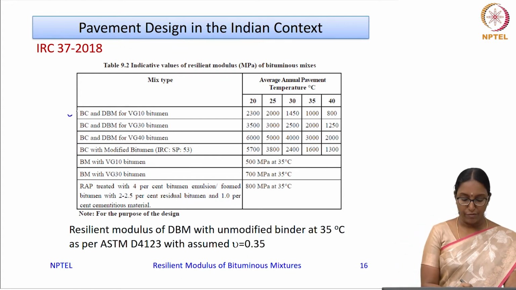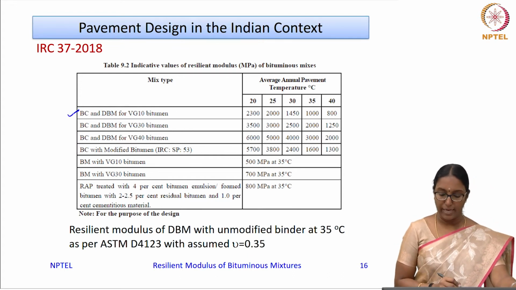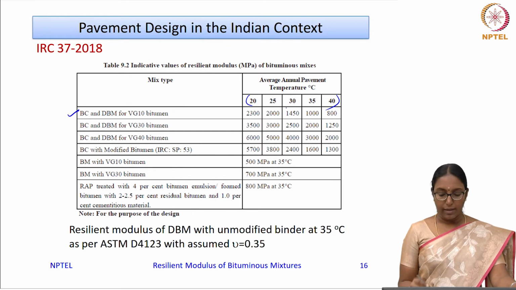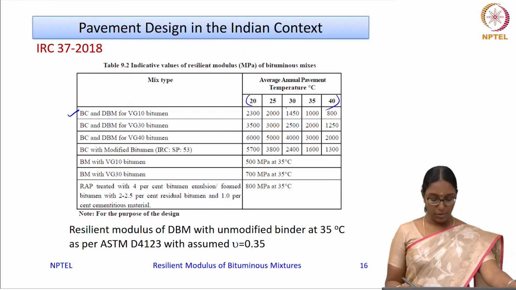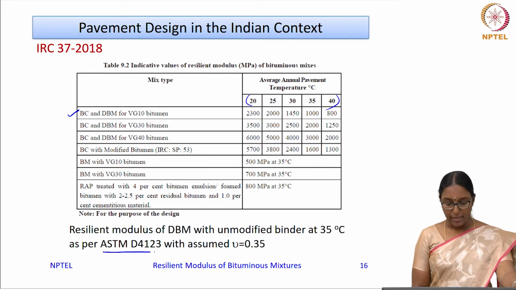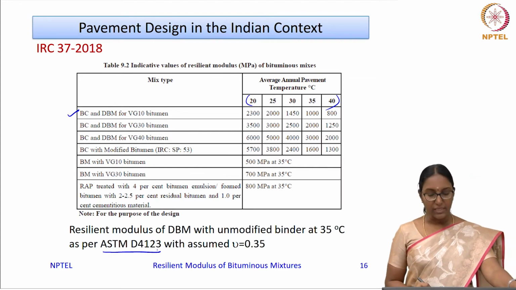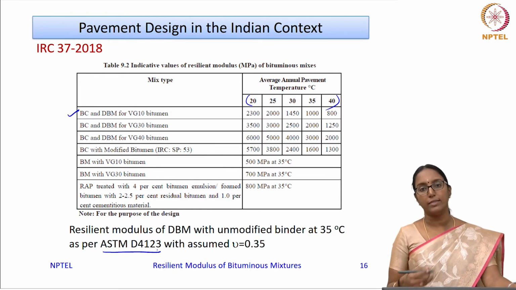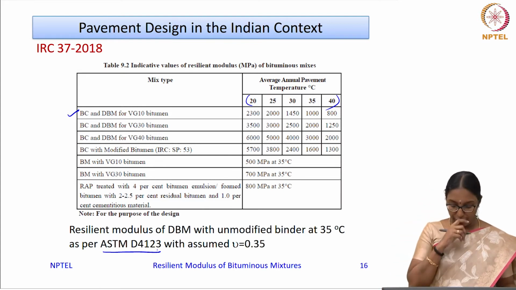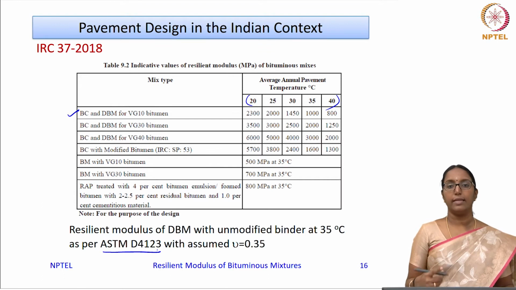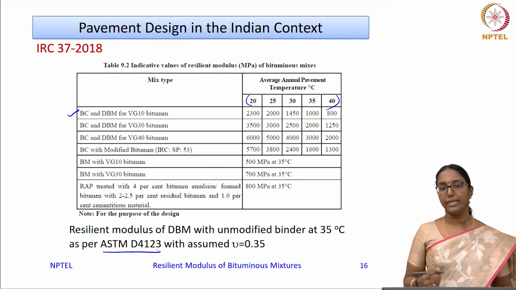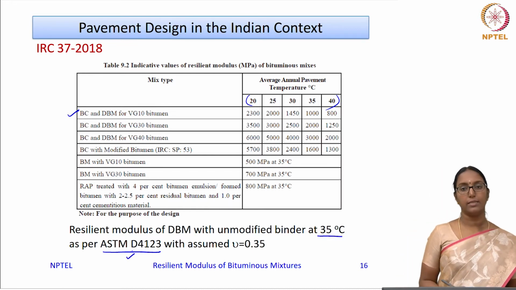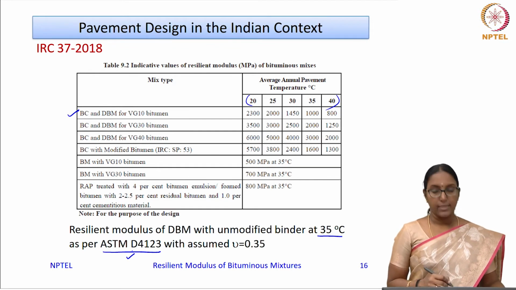Say, for example, for the first mix, BC and DBM with VG10 binder, for different temperatures from 20 to 40 degrees, these are the modulus values given in MPa, and these values are estimated as per ASTM D4123. It is also specified that one can always use these values for the design of the flexible pavement, whereas if you want to investigate the resilient modulus for other materials using, say, modified binders, you can estimate the values at 35 degrees Celsius using the same ASTM standard.